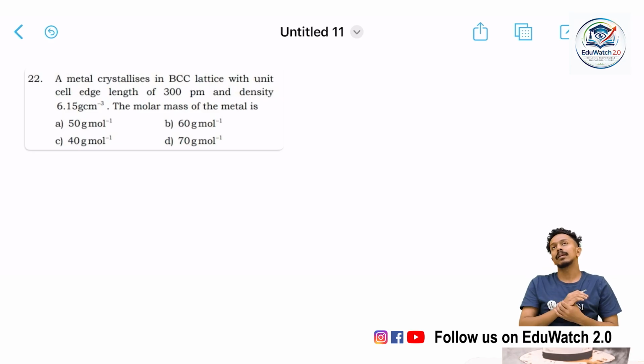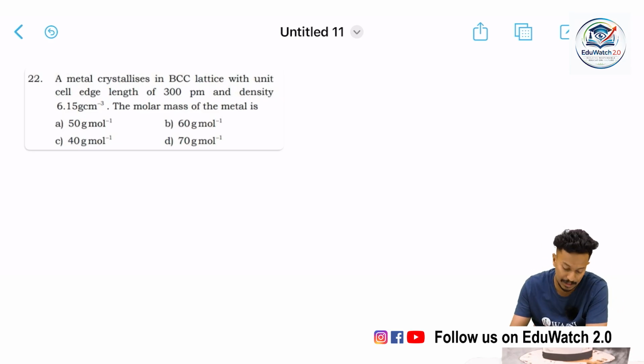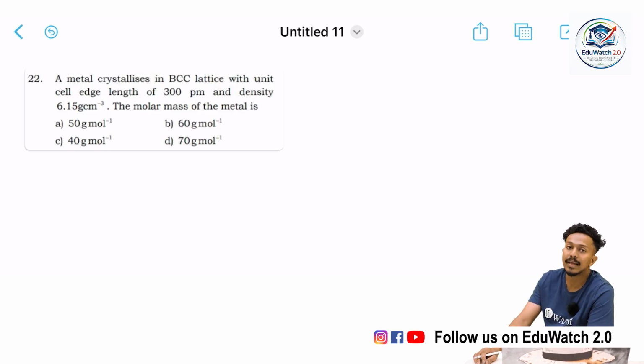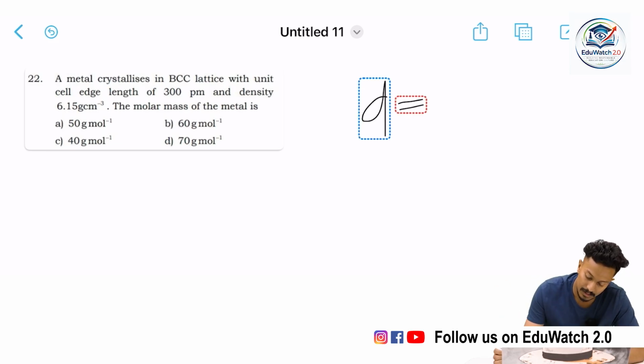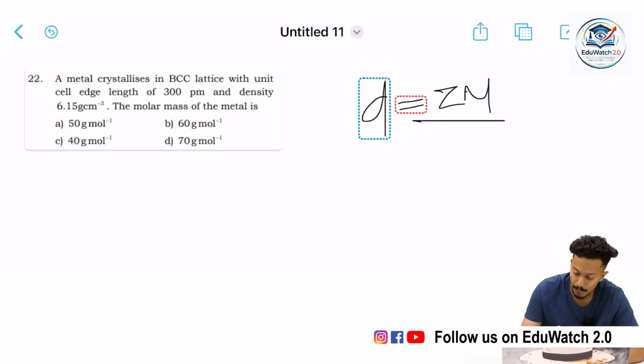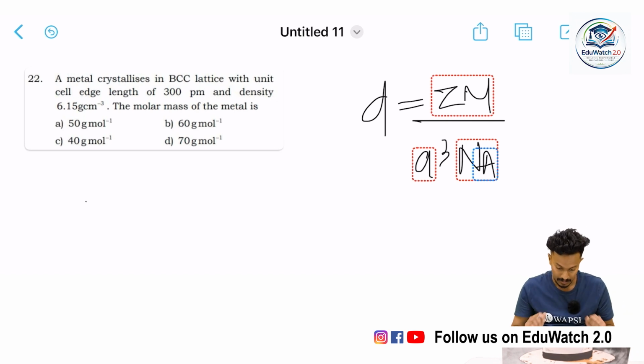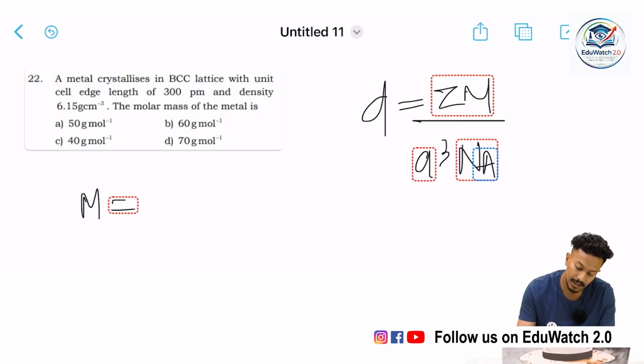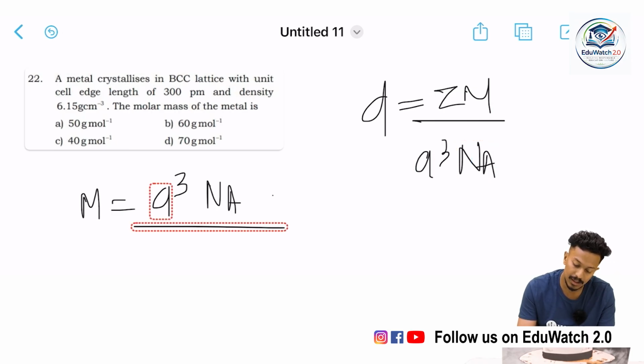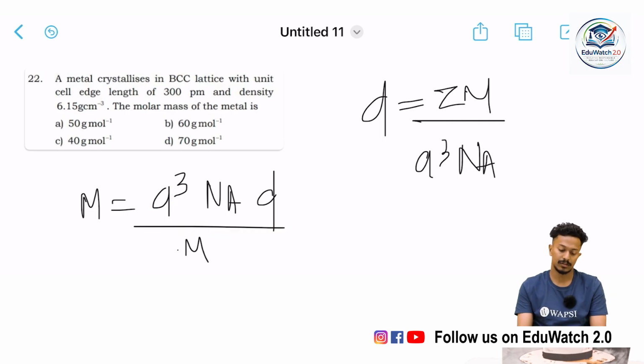As you know, the density of a metal or a solid structure, a metal cube, can be determined by the equation D is equal to Z M by a cube Na. Are you familiar with this equation? Density of a crystal is given by ZM by a cube Na, where Na is Avogadro number. So here you have to determine the molar mass, which is M is equal to a cube Na D by Z. We do know that in a BCC structure the Z value, the number of atoms present in a unit cell, is 2.